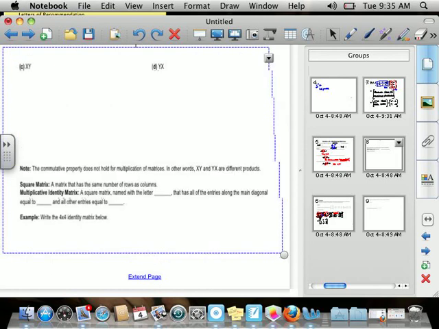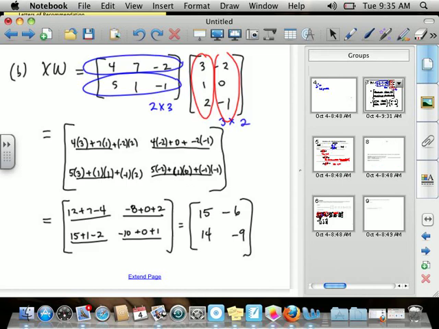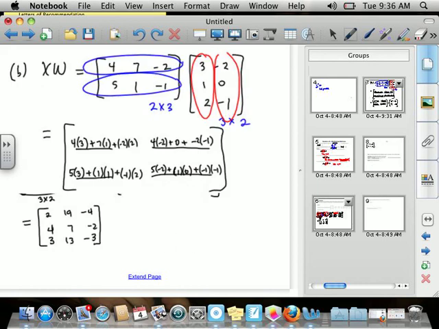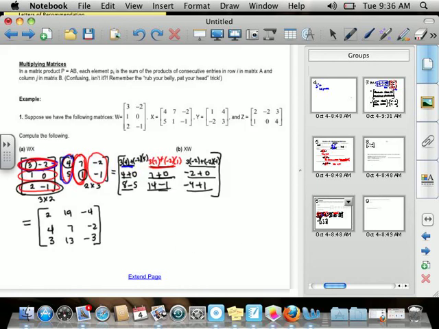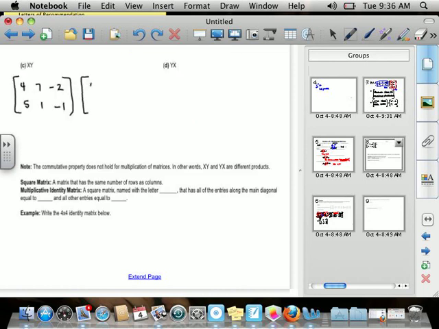Alright, so let's look at these other ones. So I have x times y. I'm going to guess one of them is going to be not possible, but let's see. x is 4, 7, negative 2, 5, 1, negative 1. And y is 1, 4, negative 2, 3.